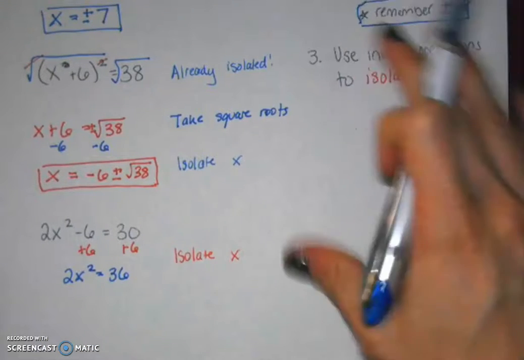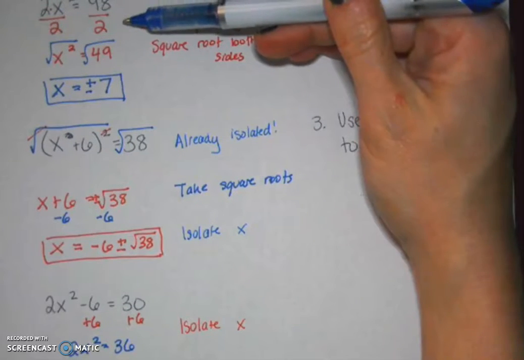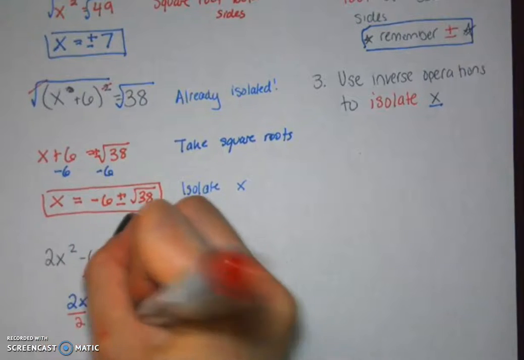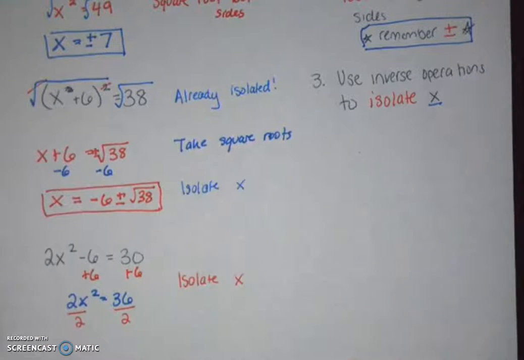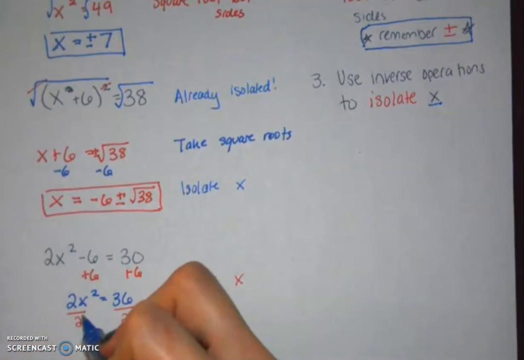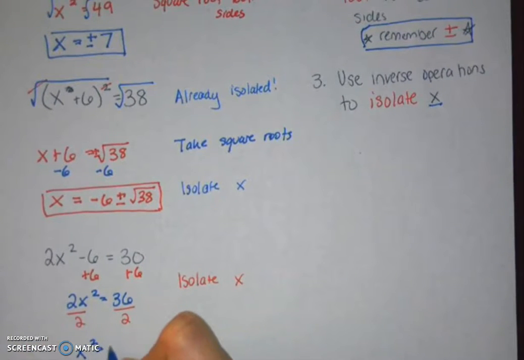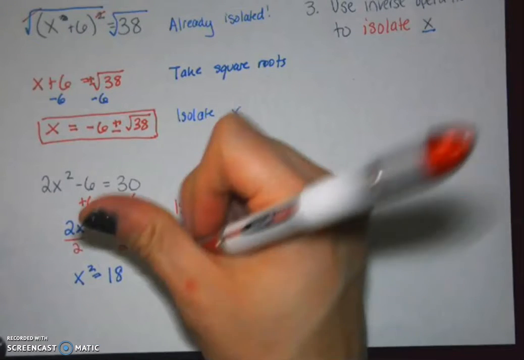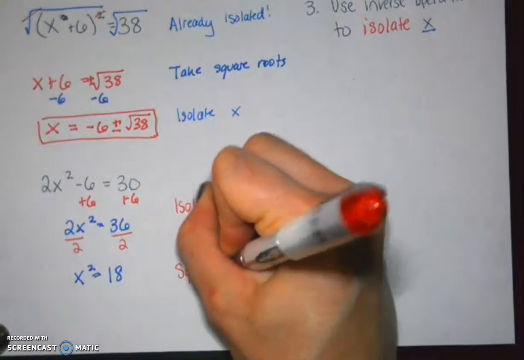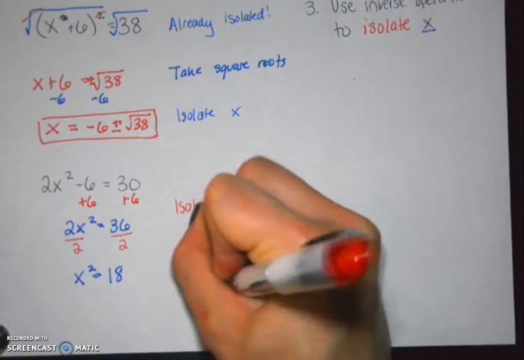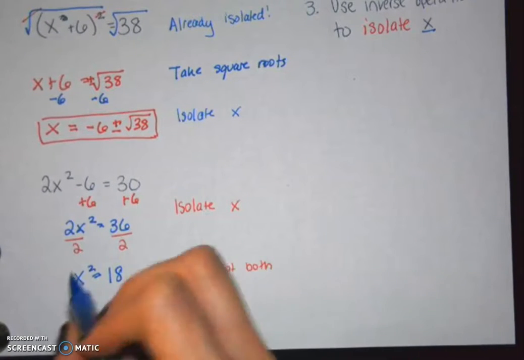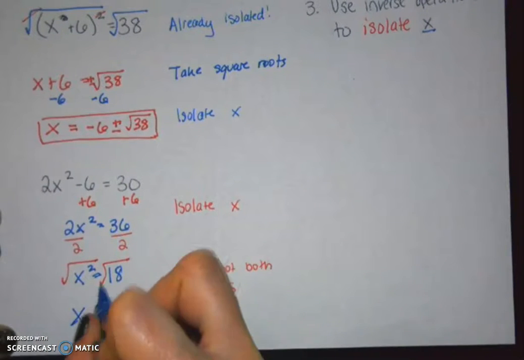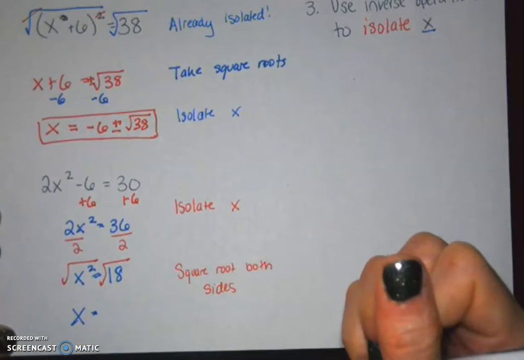This still is not isolated. Now this problem looks like our second example. So I still have to isolate by dividing by 2. You notice that this is just like you would solve a regular equation, but when we get here, we get x squared equals 18. Now you can square root both sides. And when I square root both sides, the square root of x squared is just x. And we will simplify if possible.